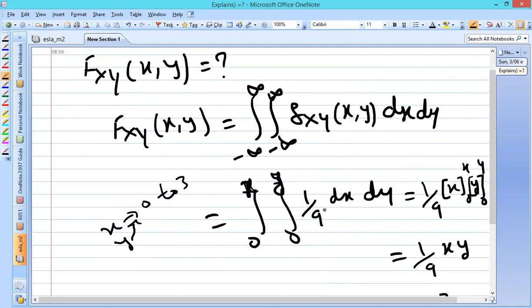It may take 0, 0.1, 0.3, 0.5, 1, 1.1, up to 3, it can take any value. So while calculating the CDF, you need to make sure that you substitute the integral range as 0 to x and 0 to y. Understood? Next I'll go for the next part.